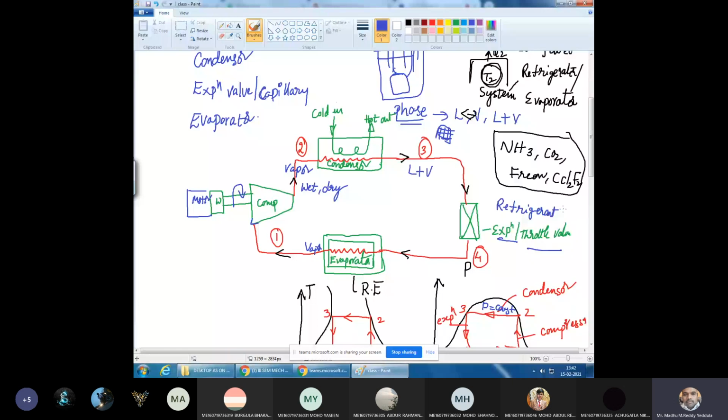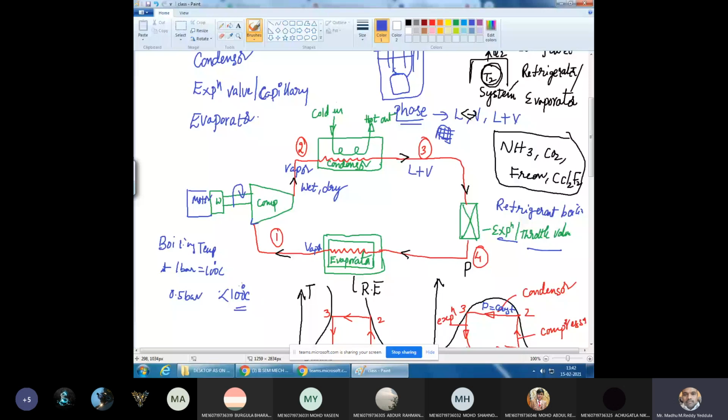Now I have one question here. What is the boiling temperature of water at atmospheric pressure? 100 degrees centigrade. Boiling temperature at 1 bar is equal to 100 degrees centigrade. But if I decrease the pressure to 0.5 bar, the temperature will be less than 100 degrees centigrade. Agree? If I decrease the pressure, the temperature required to boil the water will also decrease.